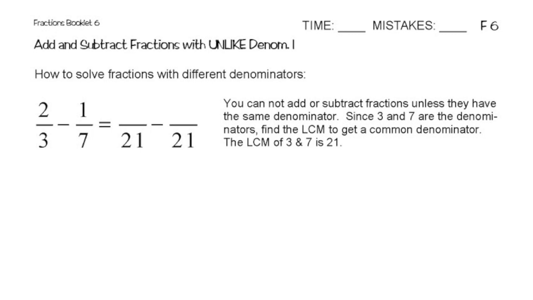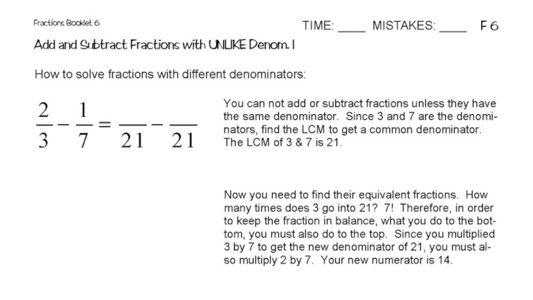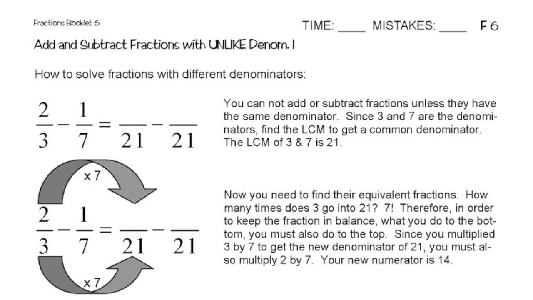So the first thing I do is find their equivalent fractions. I need to turn 2/3 into a blank number of 21sts. So how many times does 3 go into 21? 7. 3 times 7 makes 21. So you see the arrow and below, 3 times 7 makes 21. Whatever I do to the bottom, I must do to the top as well. So I'm going to do 2 times 7 to get my new numerator. So 2 times 7 makes 14.